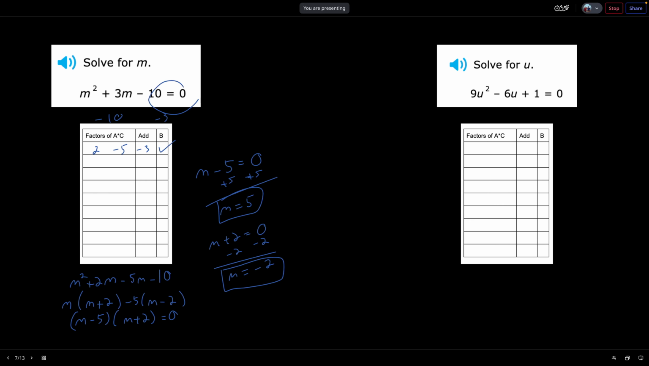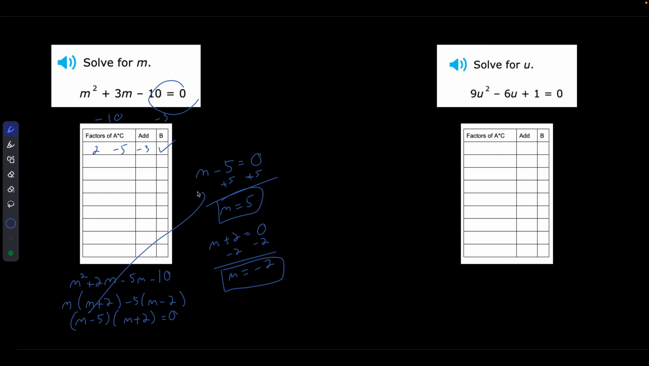Okay, now that you've had time to work these problems, let's check your solutions. For the first problem, here is the work. I kind of ran out of room at the bottom, but I just took my two equations and put them over here. So your final answer should have been 5 and negative 2.